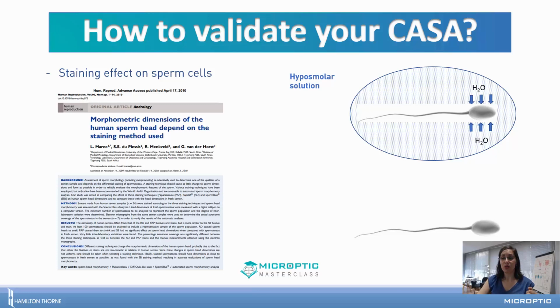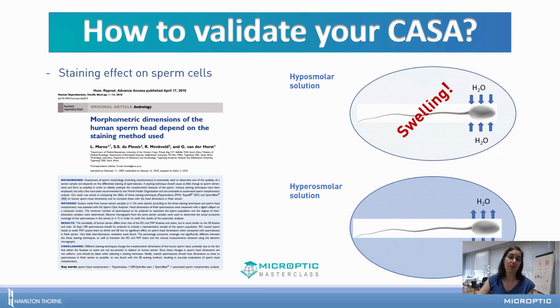When you are incubating your semen sample with a hyposmolar solution, like Diff-Quick, for instance, what you are causing is swelling of the head. Therefore, the morphometric parameters obtained for that sample stained with that coloration will be higher than for the same sample incubated with a hyperosmolar solution, in which by osmotic processes the heads tend to shrink.